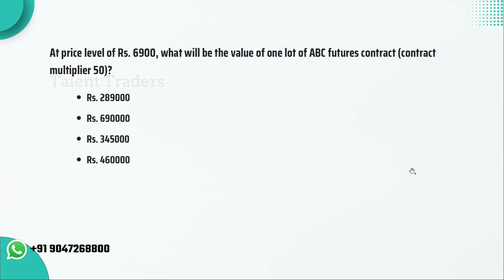And what would be the next? Yeah, at price level 6,900, ABC future contract. What is the contract value? One lot of contract. Simple. Previously we were calculating the margin, and before calculating the margin, we find the contract value. The simple logic is 6,900 into 50. What should be the answer? 345,000, because they are asking only for one lot.